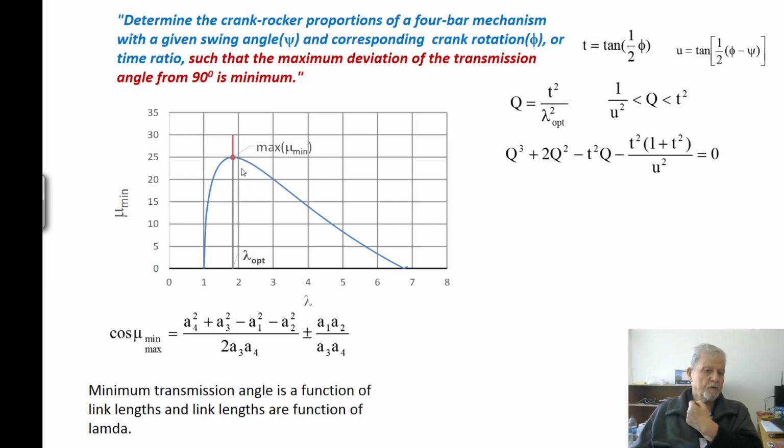The one that you are looking for is the transmission angle that deviates least from 90 degrees. So maximum mu min. This is the point that you want. And in that case, this is the optimum, lambda optimum. Now, you can do this for every problem and determine this lambda optimum.